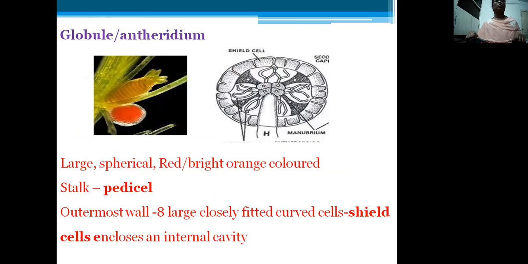This is a globule, a spherical structure, which is present just below the nucule or female reproductive structure. This globule is also called antheridium. It has outer shield cells. Extending from this, there are manubrial cells. From each manubrial cell, primary capitular cells arise, which are four. From these primary capitular cells, secondary capitular cells arise.